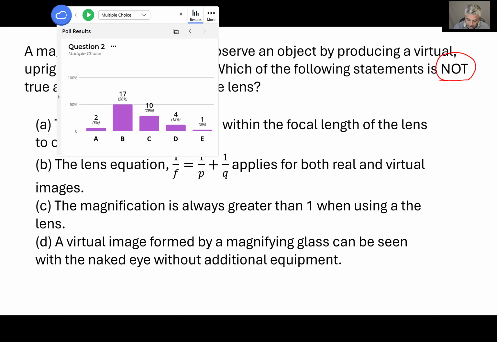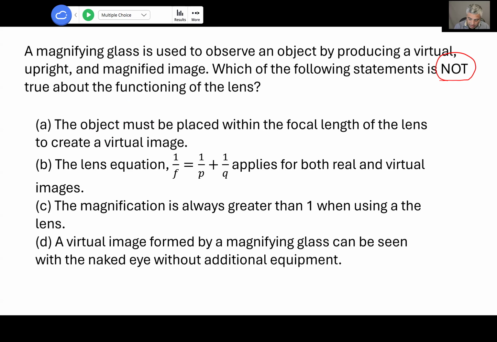The lens equation applies for both real and virtual. That's B, so many of you have chosen this. The question was not that, but for both real and virtual images, we can use that formula for any lens or even mirror. The only difference is that the signs of f, p, and q may be different depending on whether we are using it for a converging or diverging lens or mirror. So this statement is a true statement.